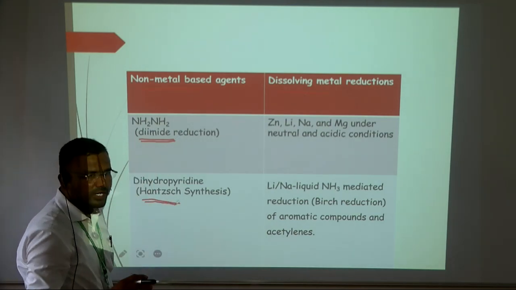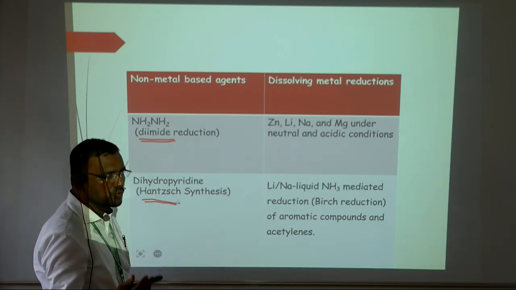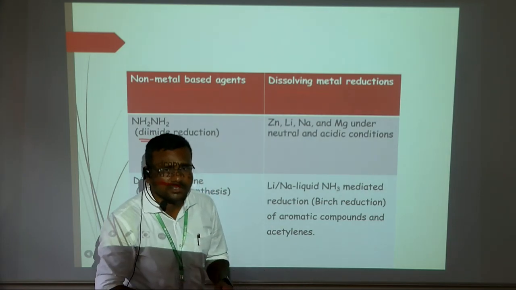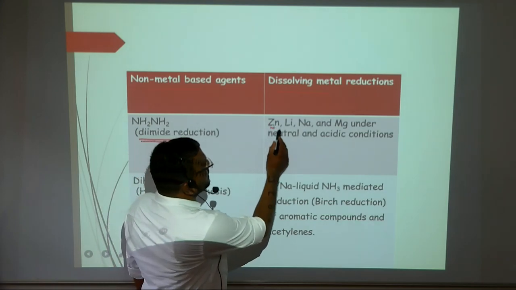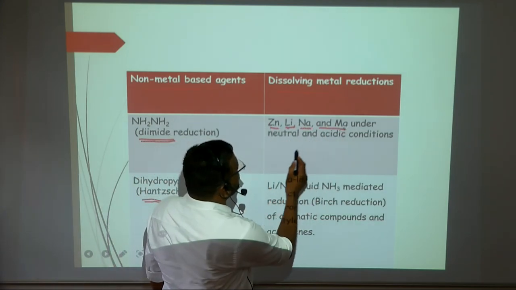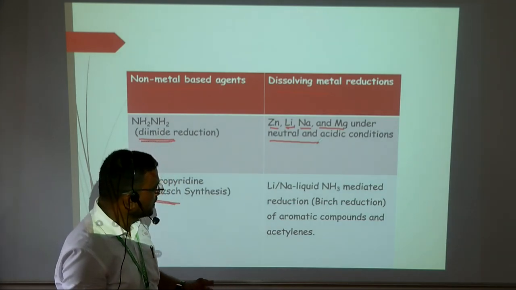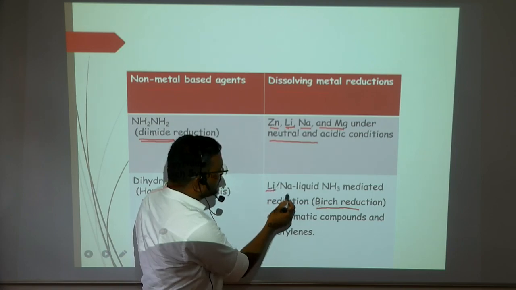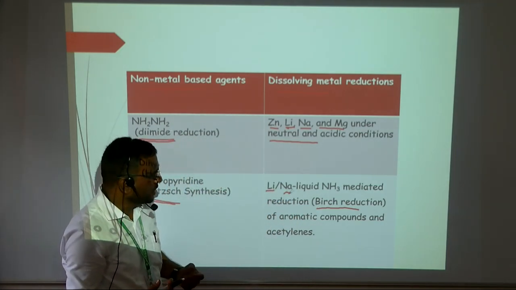So, this NH is the functional group of diimide, and dihydropyridine also acts as a reducing reagent. Besides this, some dissolving metal reductions are also there, which involve zinc, lithium, sodium, and magnesium under neutral and acidic conditions. And a very important reaction is Birch reduction, which involves lithium and sodium in the presence of liquid ammonia and aromatic hydrocarbons.